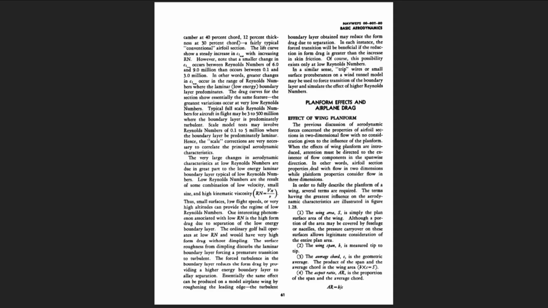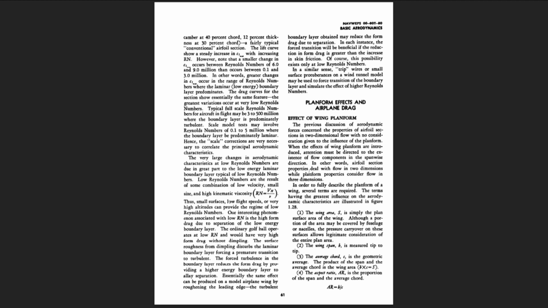Typical full-scale Reynolds numbers for aircraft in flight may be 3 to 500 million, where the boundary layer is predominantly turbulent. Scale model tests may involve Reynolds numbers of 0.1 to 5 million, where the boundary layer may be predominantly laminar. Hence, scale corrections are very necessary to correlate the principal aerodynamic characteristics. The very large changes in aerodynamic characteristics at low Reynolds numbers are due in great part to the low-energy laminar boundary layer typical of low Reynolds numbers. Low Reynolds numbers are the result of some combination of low velocity, small size, and high kinematic viscosity.